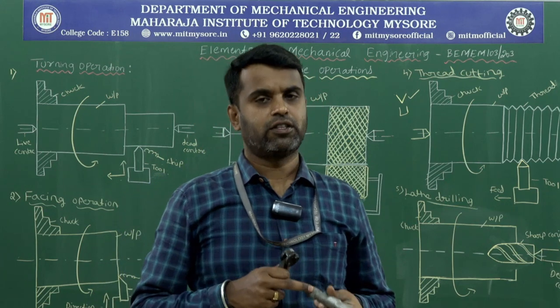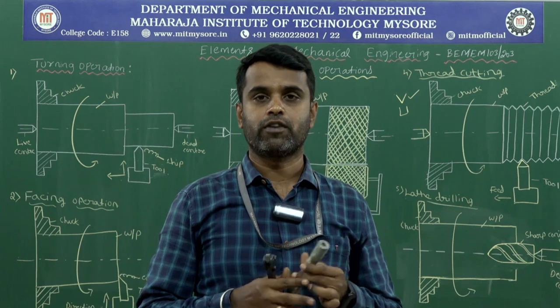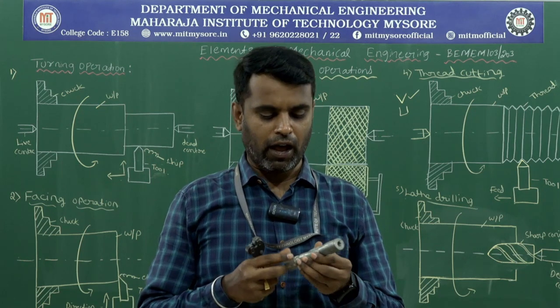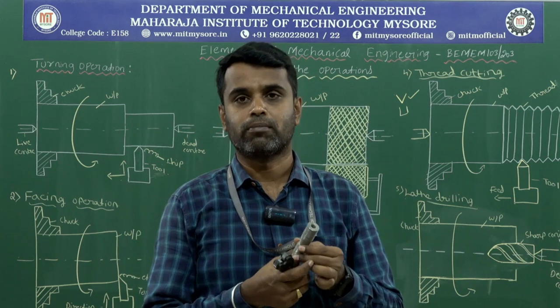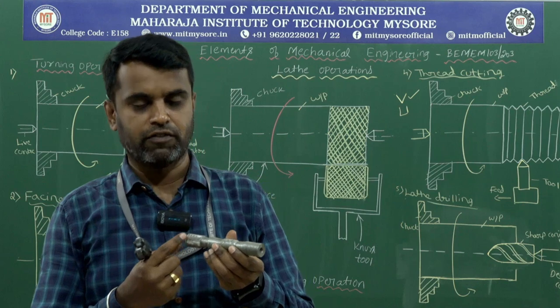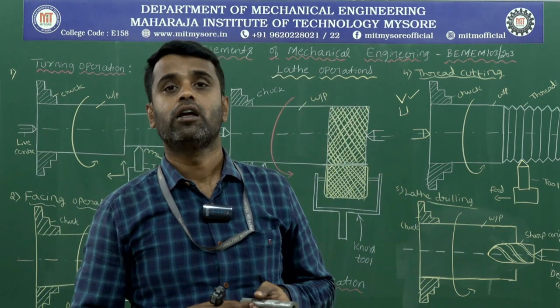Generally, this rough surface is used for gripping purposes. Okay, if you have a rough surface, you can hold it rigidly. If you have a fine finish, sometimes it may slip. So for gripping purposes, this rough surface will be generated on the workpiece material. That operation we call the knurling operation.